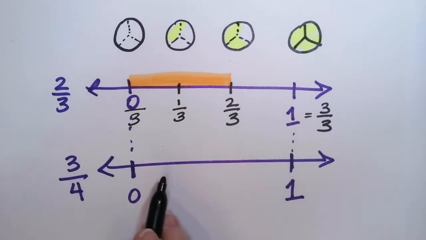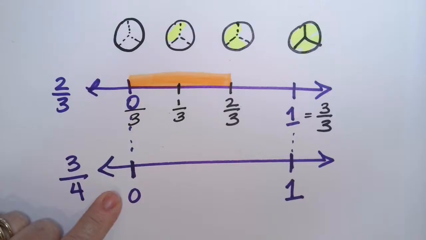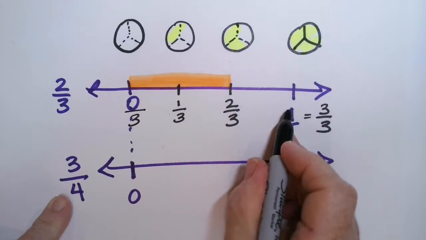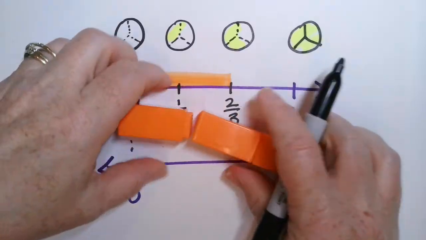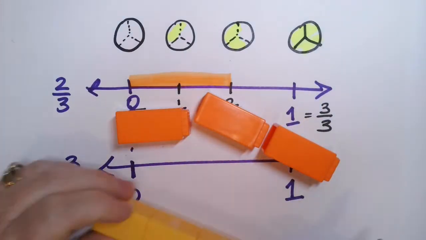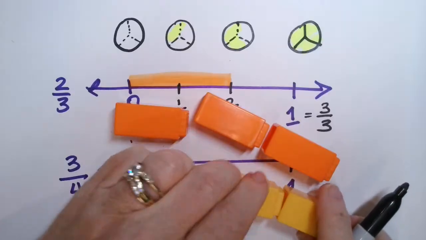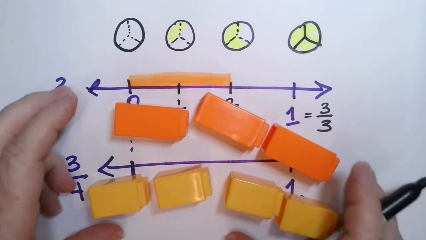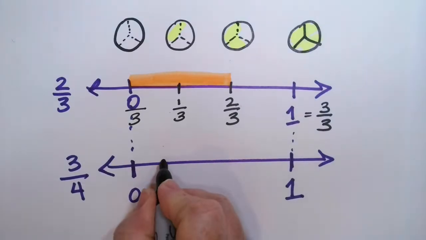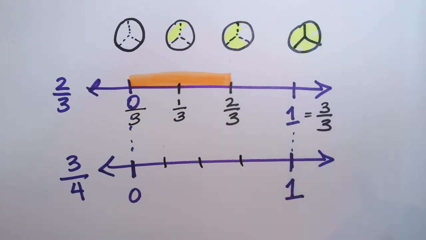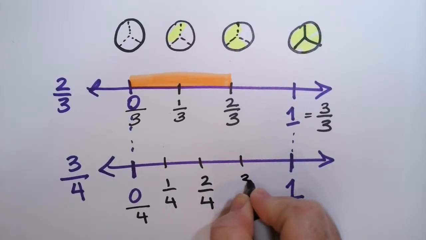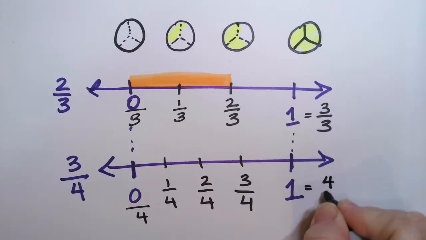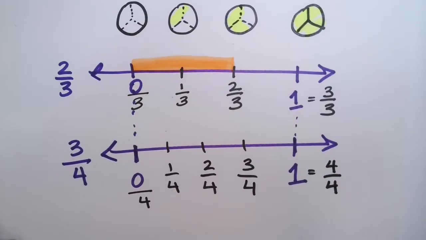Okay. How is this number line different? It's got a 4, doesn't it? That means instead of chopping it into 3 pieces to make a whole, we have to chop it into 4. 1, 2, 3, 4. Same length of line, but now everybody gets a smaller piece. So this is 0 over 4, 1/4, 2/4, 3/4, and anytime you have a 1, it means the top and the bottom are the same.